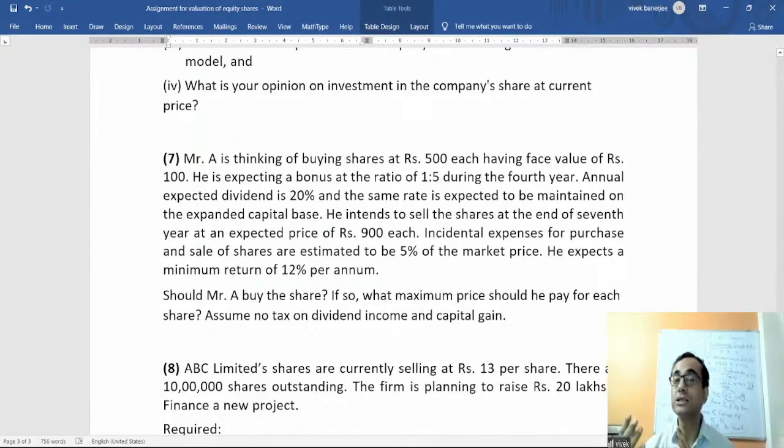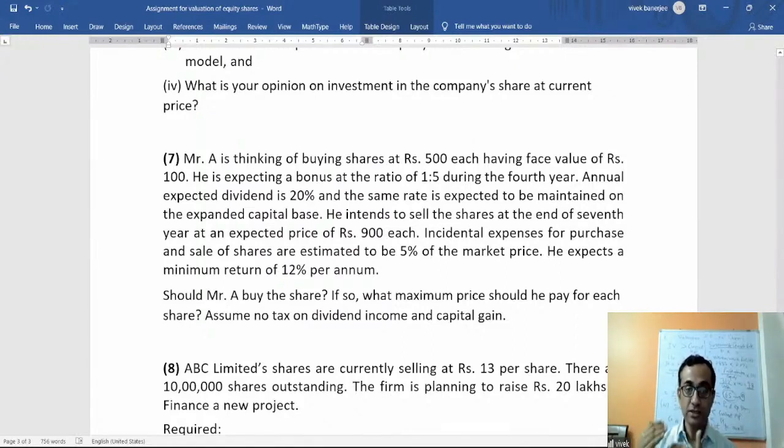Thinking of buying the shares at 500 means this 500 is the current market price. And he is expecting a bonus issue 1:5 during the 4th year. It means he is expecting that the company will issue 1 bonus share for 5 shares held in the 4th year. Annual expected dividend is 20%, and the same rate is expected to be maintained on the expanded capital base. For example, by issue of bonus shares, the capital base will be expanded, so the 20% rate will be applicable on this expanded capital base also after the bonus issue.